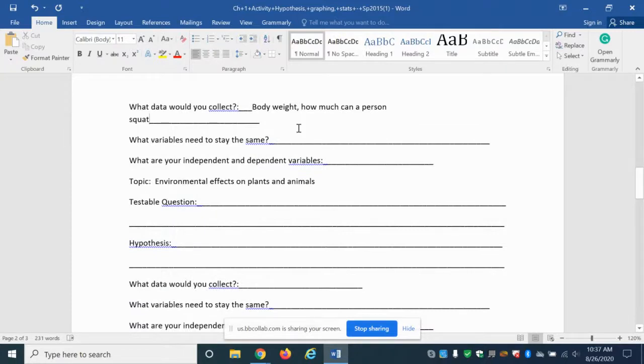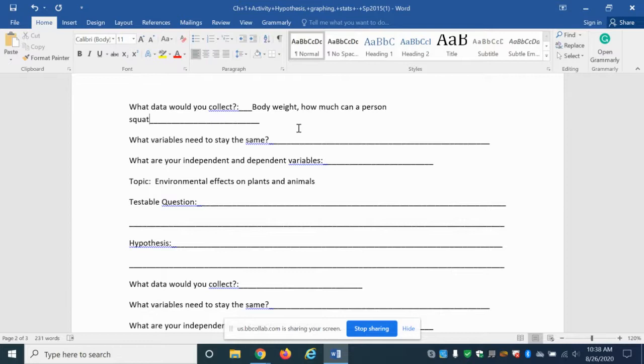So variables need to stay the same, everything except the variable that you are testing. So if you have a person on, let's just say, a 10-week weightlifting plan, and you're testing if body weight has an impact on how much someone can squat, anything that could impact your results besides the training plan that you are administering needs to stay the same. And this one might be a little bit difficult. I probably could have picked something better, but their diet needs to stay the same, any of their medications, that sort of thing.